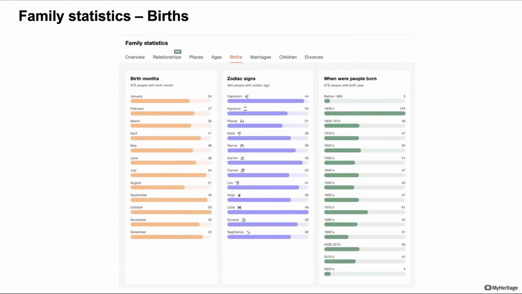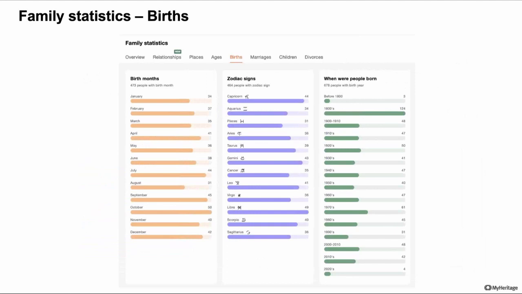The next page is called births, and here we only have 3 boxes, 3 tables. The first one is birth months, and you can see out of all the people that I know which month they were born in, how it is divided. So 34 were born in January, 37 in February. I think that's probably the least interesting chart, because you'll usually get a uniform distribution here, and it doesn't really mean much. The same for zodiac signs. It's pretty much the same thing, but just shifted by 21 days.